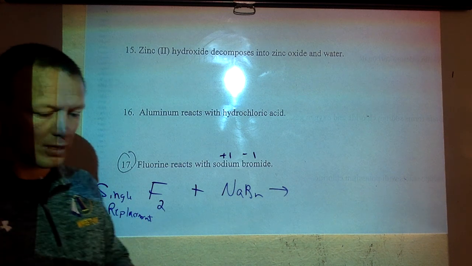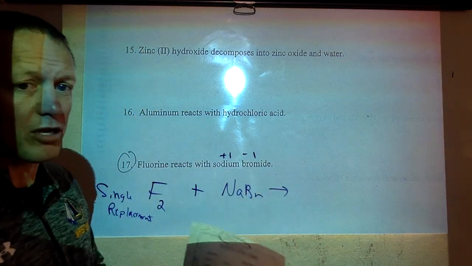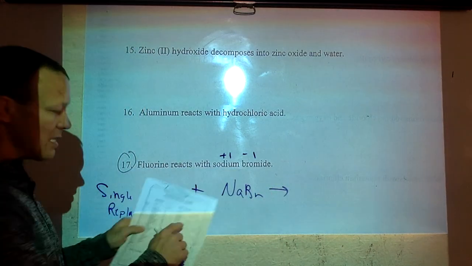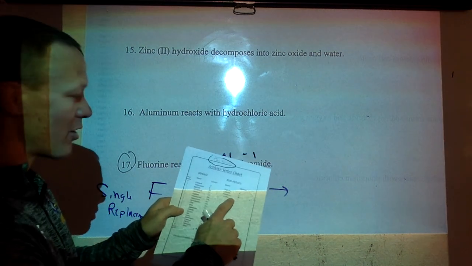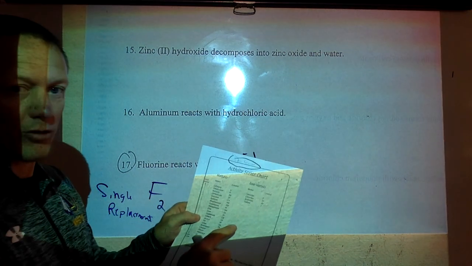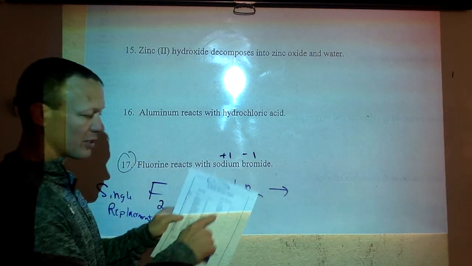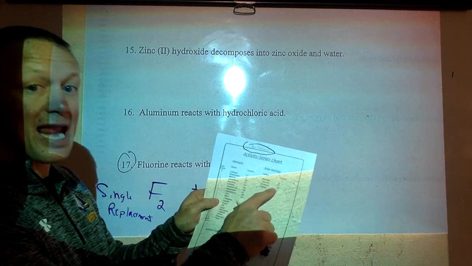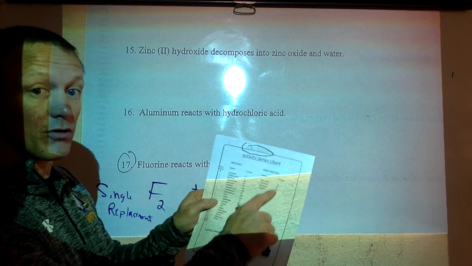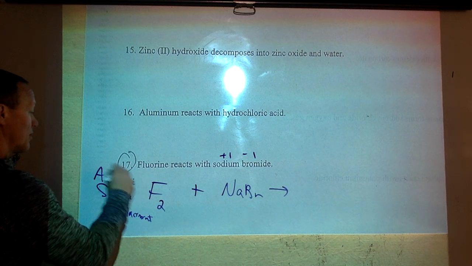Single replacement. That means we look at our activity series and see if it works. Well, if I look at my element involved here, fluorine is over here on this list. So fluorine has to be higher on the list than what it's trying to replace. In this case, fluorine must be trying to replace bromine because fluorine and bromine are both in this. This is your list of negative things replacing each other. This is an anionic, meaning a negative element, replacing another one. So this is an anionic single replacement.